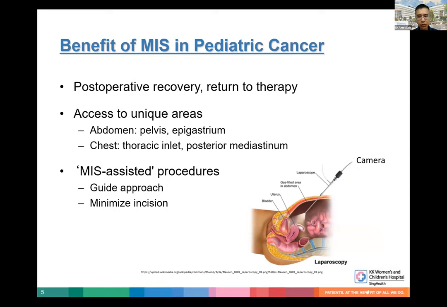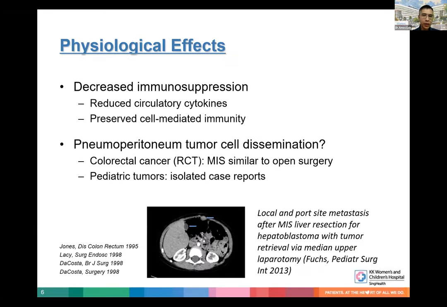The last thing to mention, and I'll try and give an illustration at the end, is the use of MIS in assisting some of these procedures. So we're not beholden to do an entire procedure with the scope alone, and really we can try a hybrid of both. One thing to mention is that there is also a physiological effect, and the anesthetists, I think, appreciate this the most, and that's a reduced cytokine and inflammatory response because of the reduction in incisions. However, there are some controversies that remain, and the main one pertains to dissemination of tumor cells.